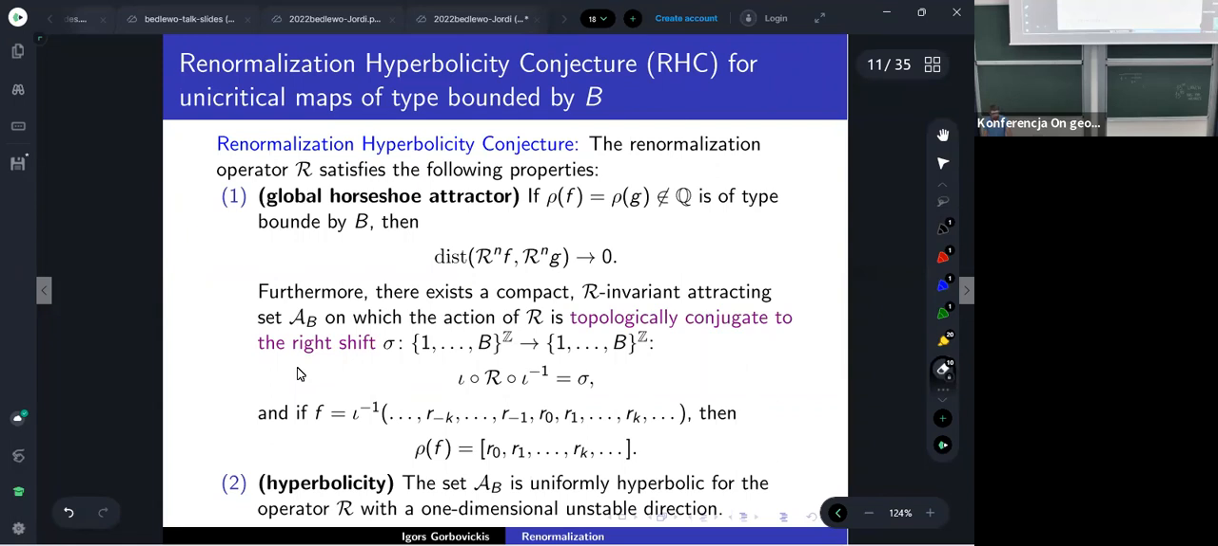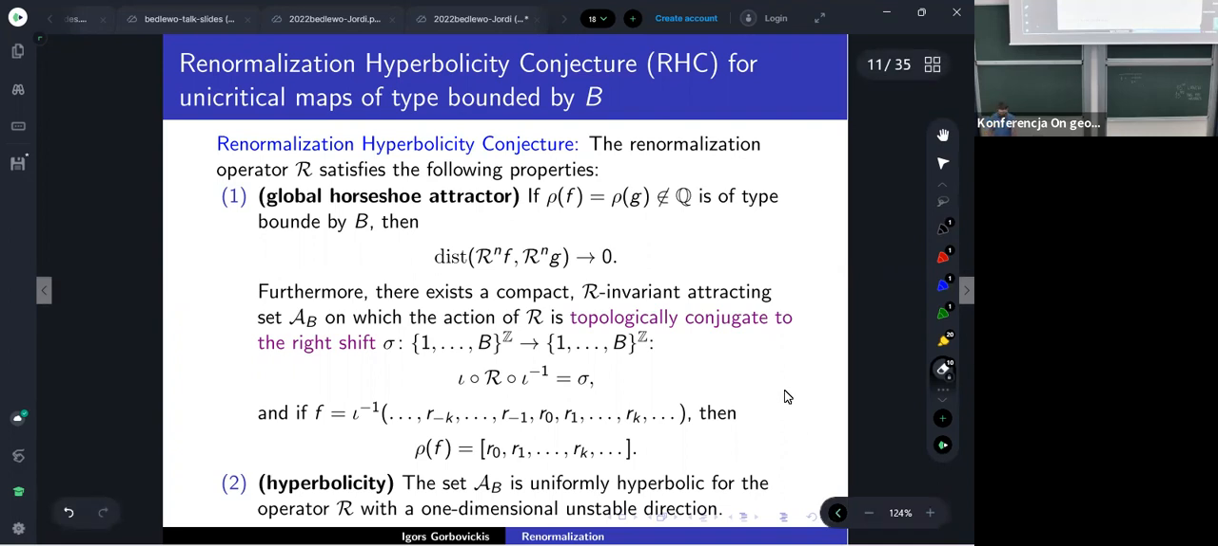On the attracting set, the renormalization operator is topologically conjugate to the right shift on the bi-infinite sequence of numbers. The numbers are from 1 to b, corresponding to the bound on the bounded type. So the conjugacy here is given by this map I. Every element of the attractor is encoded by a bi-infinite sequence of numbers, and the relation between these sequences and the rotation numbers is the following. If we have an encoding of an element of the attractor with a bi-infinite sequence, then the right part of this sequence, starting from R0, will give the rotation number of an element of the attractor.